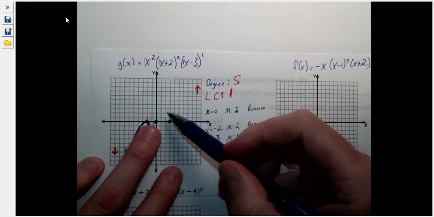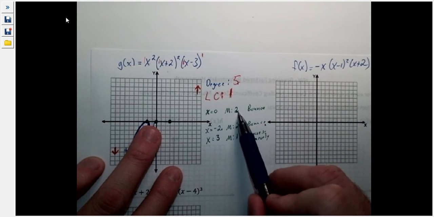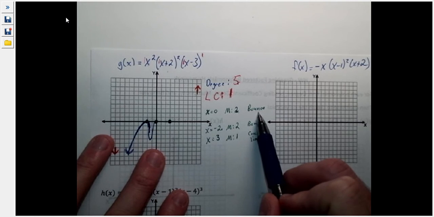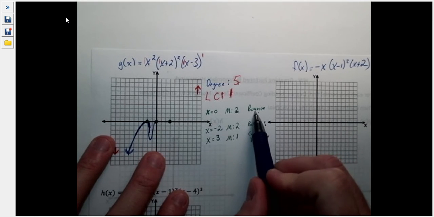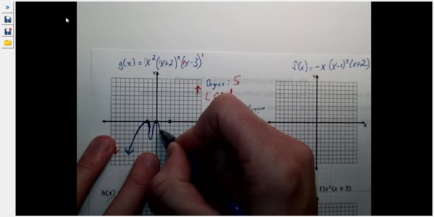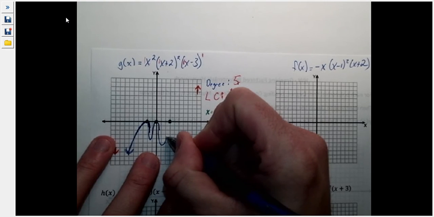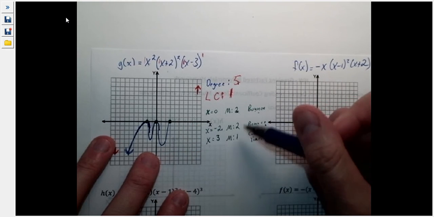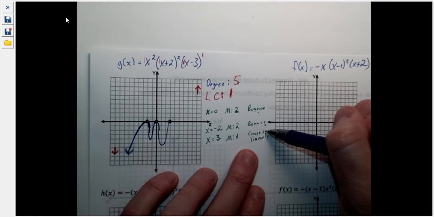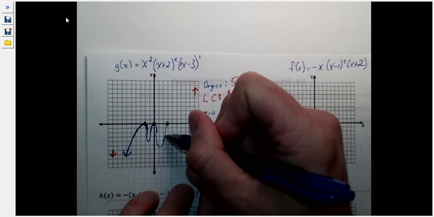Okay? Now this root at 0, what's the root? Well, it has multiplicity 2. So what happens at this root? It bounces. So it's going to come up here, and it's going to bounce off again. Then it's going to go down, and then it's going to come up, and it hits this root. And this is your x equals 3 root. It has multiplicity 1. So what is going to happen at that root? It's going to cross. It just comes up and it crosses.